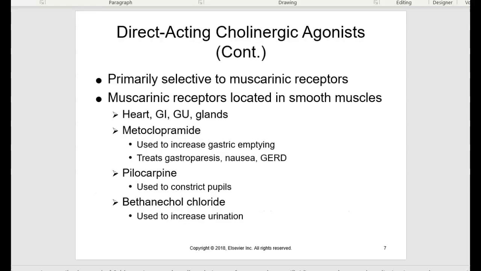Going back one slide just quickly to talk about pilocarpine. Again, it's the cholinergic agonist that constricts the pupil of the eye. It's important to know that this is used to treat glaucoma by promoting miosis. So all I want you to know is just a real basic about glaucoma.